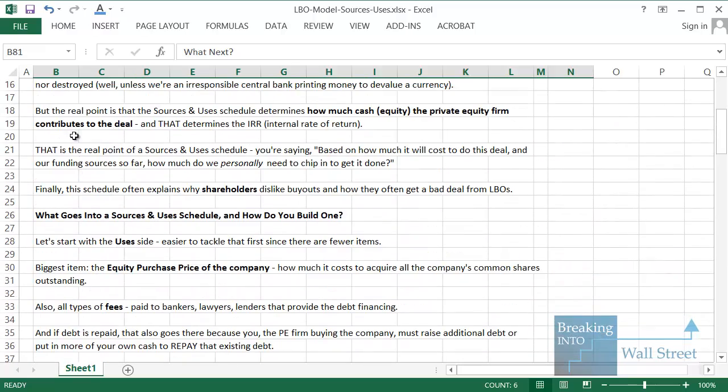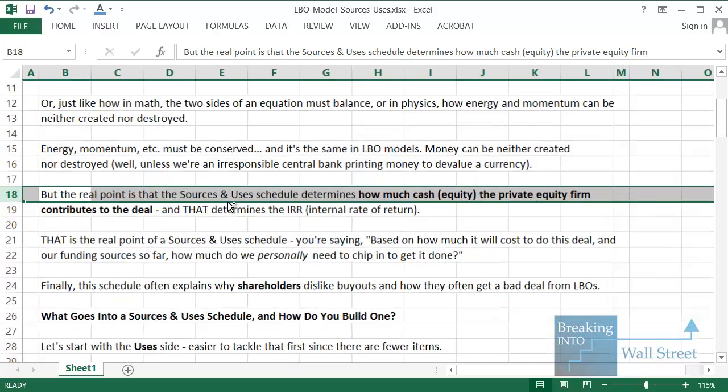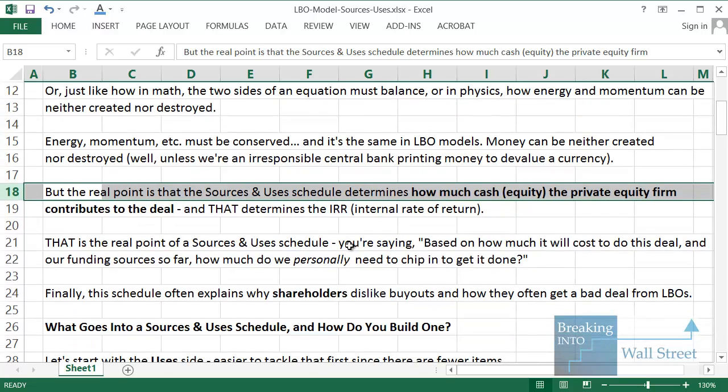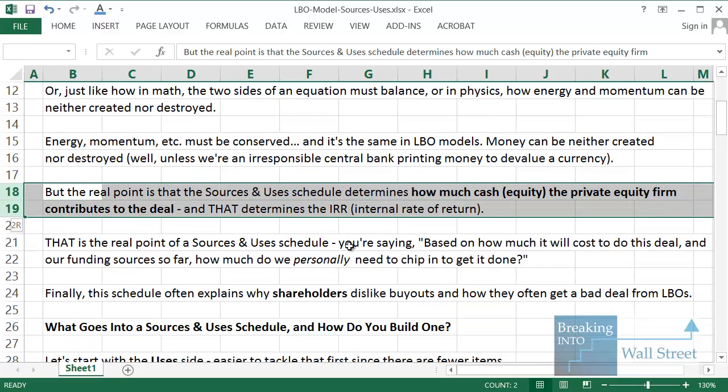As I say up here, the sources must balance the uses, and that's all well and good. But the real point of the sources and uses schedule is that it determines how much cash the private equity firm has to contribute toward a deal, and that in turn determines the internal rate of return on the deal. If the PE firm puts in less cash, it's easier to get a high return. If the PE firm puts in more cash, it's more difficult to get a high return.